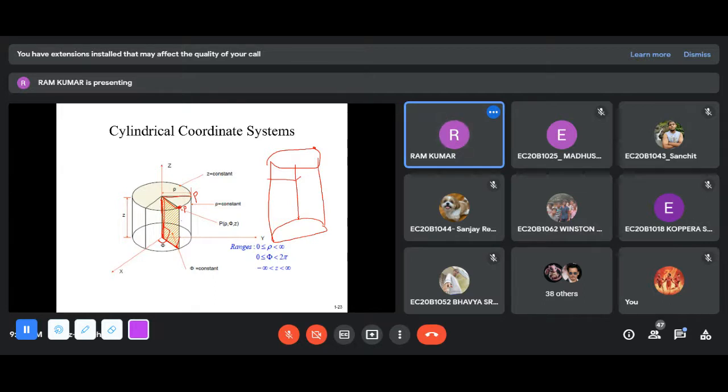Are you there? Sir, I got disconnected in the middle. Sorry, sir. When you were explaining that point P, how do you... I'll just give some idea.